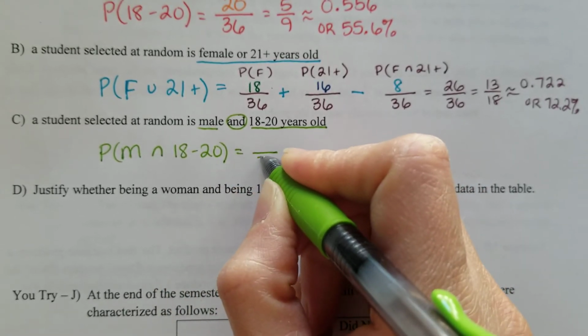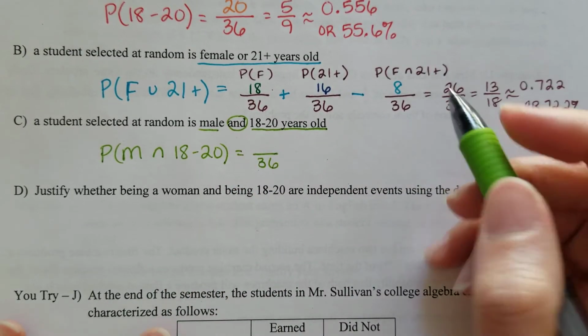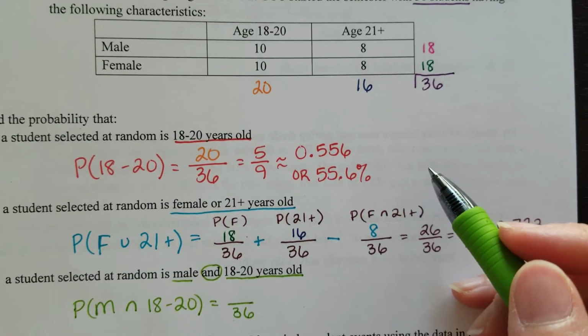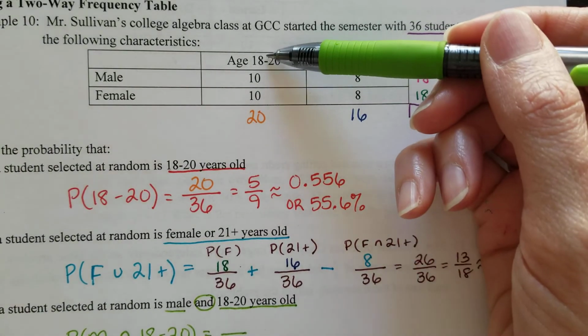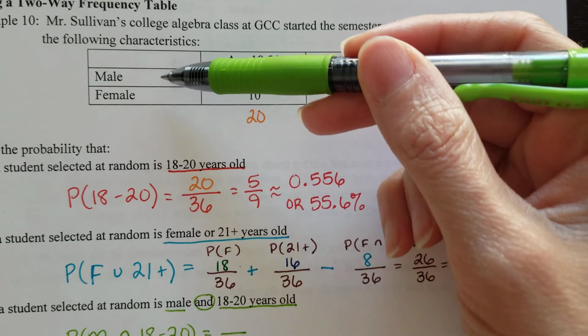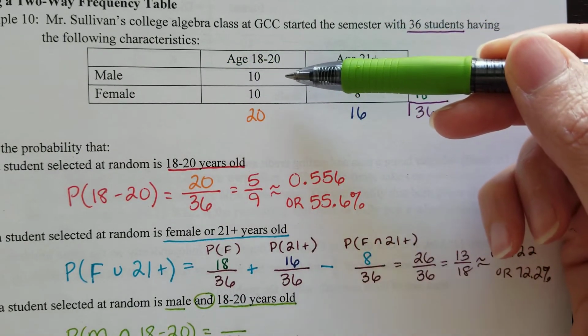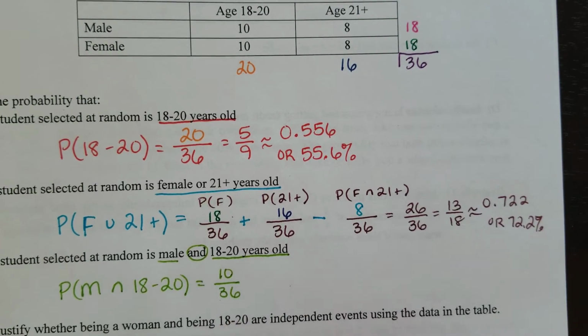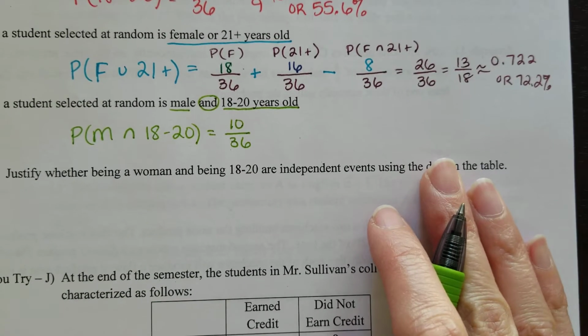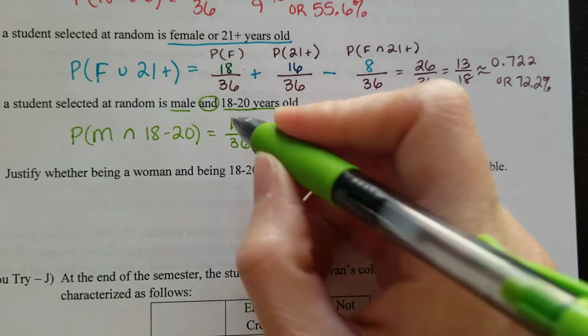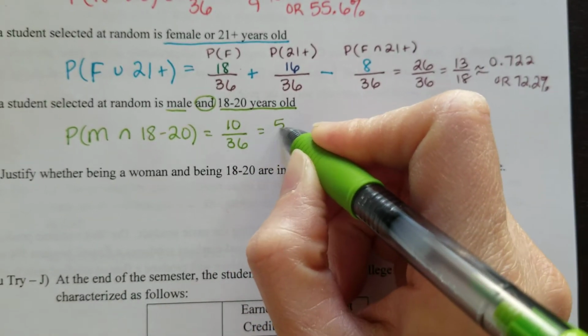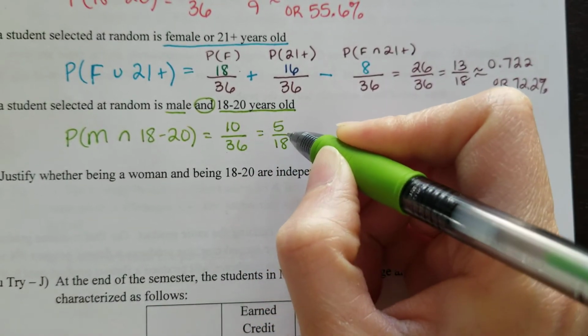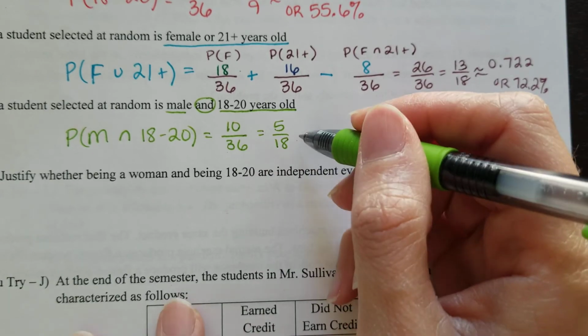And my denominator is going to be 36. And if I scroll back up to the top of my table here, here's 18 to 20, and here's male. And so the value they share is this 10 right here. So I'm going to put that 10 on the top of my fraction, and then I'm going to reduce that down, dividing both by 2, gives me 5 over 18. And for now, I'm going to go ahead and stop there.